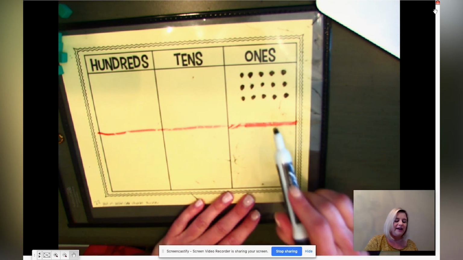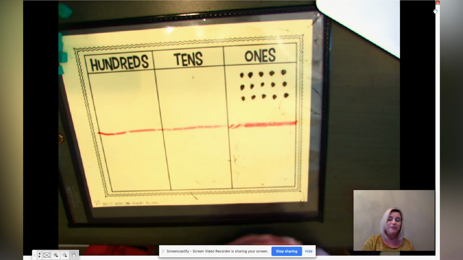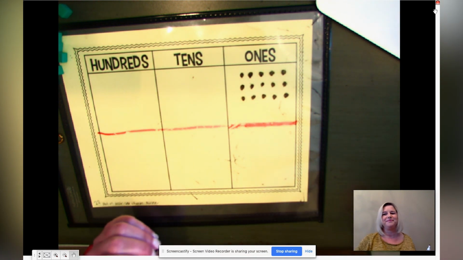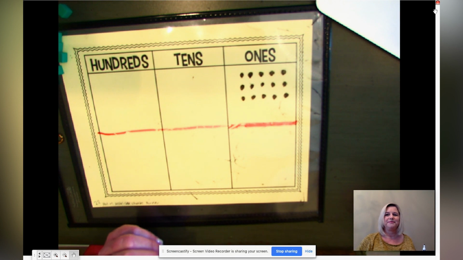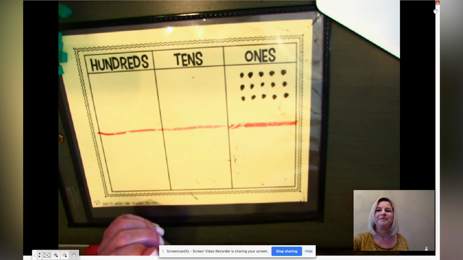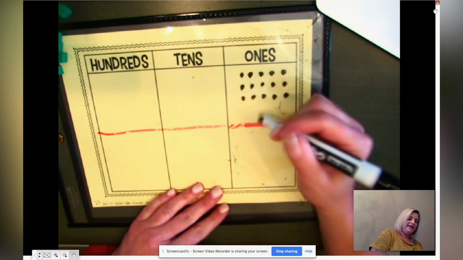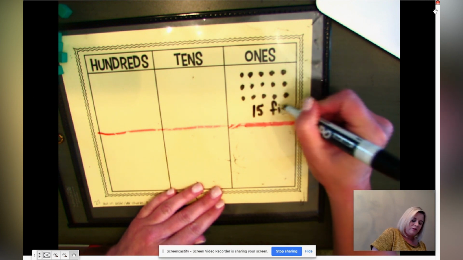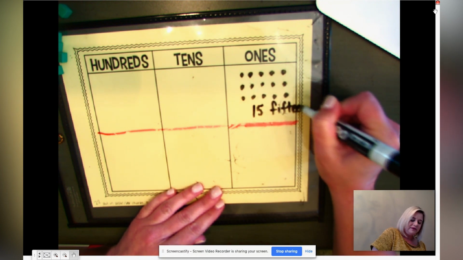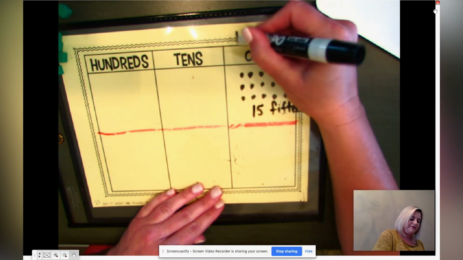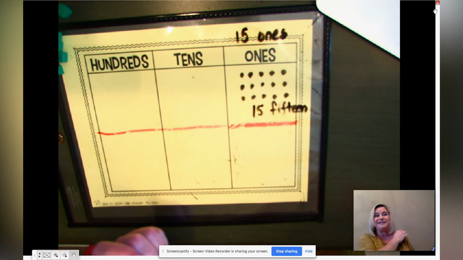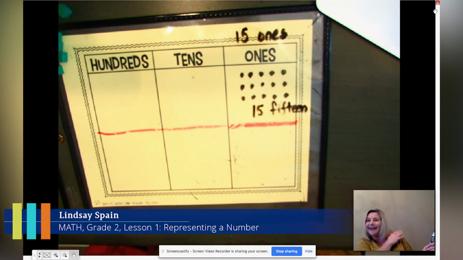Now, can you write the different ways to represent these 15 ones? Go ahead. You're doing a great job. Yes, we can write 15, the word form, and we can write 15 ones. Give yourselves 3 pats on the back. Good job, boys and girls.